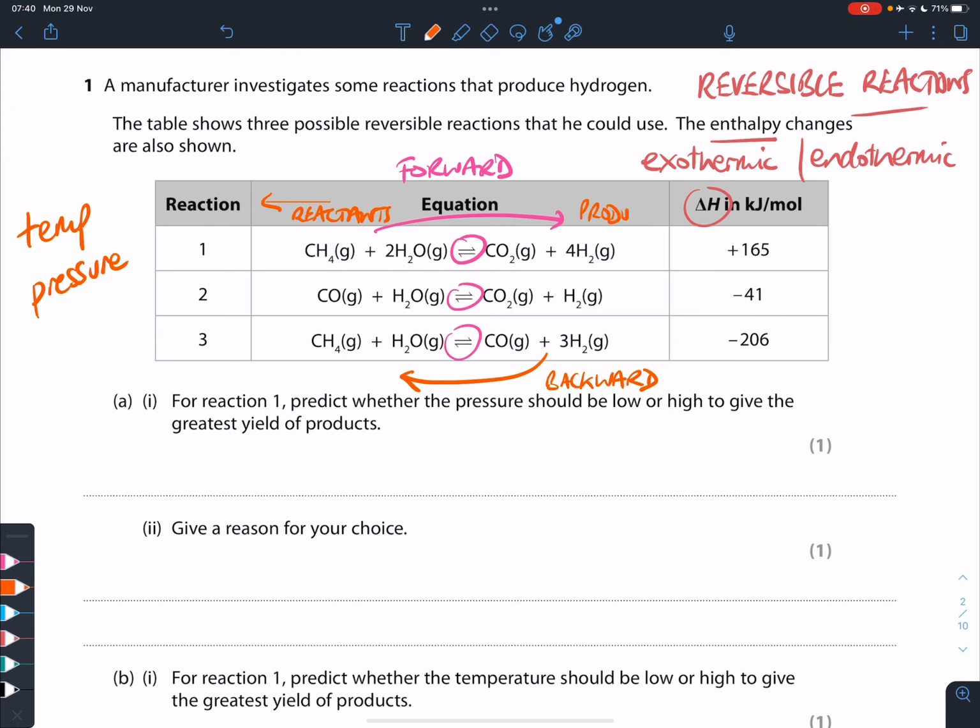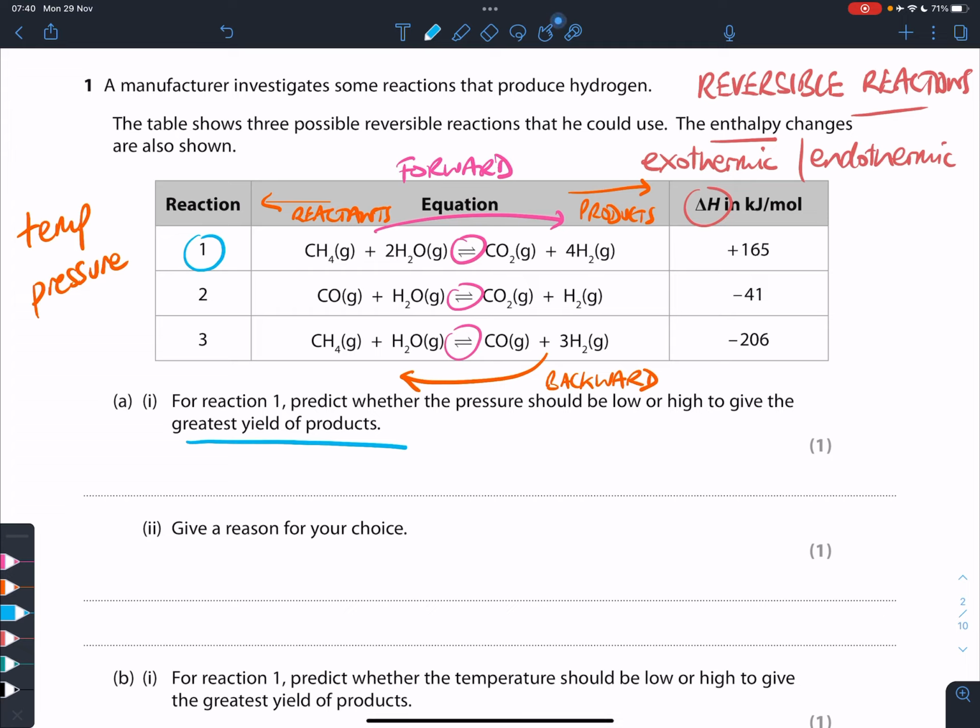Now, if we're doing a reaction, usually we want to make more of the products because that's what we're trying to make. So when we're manufacturing stuff in industry, we need to pay attention to these things. Okay, so let's have a look at the question now. For reaction 1, predict whether the pressure should be low or high to give the greatest yield of products. So we're looking to maximize the products.